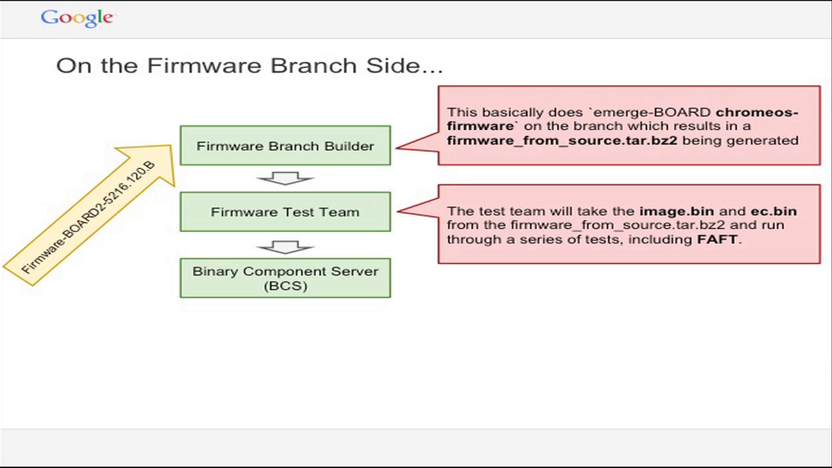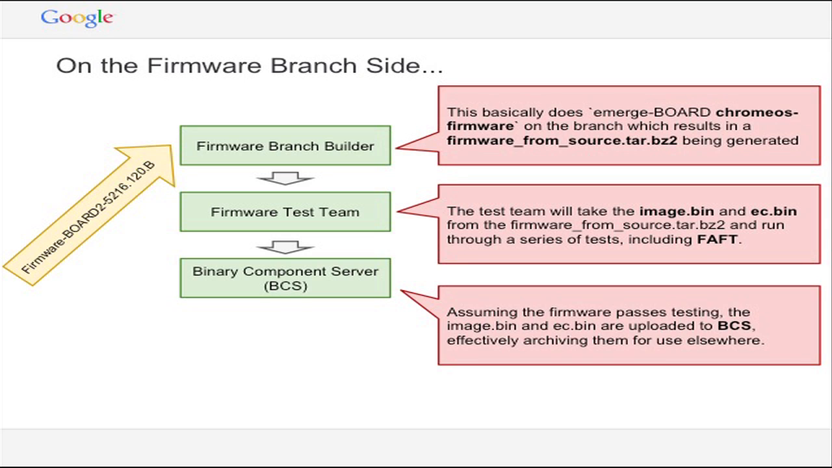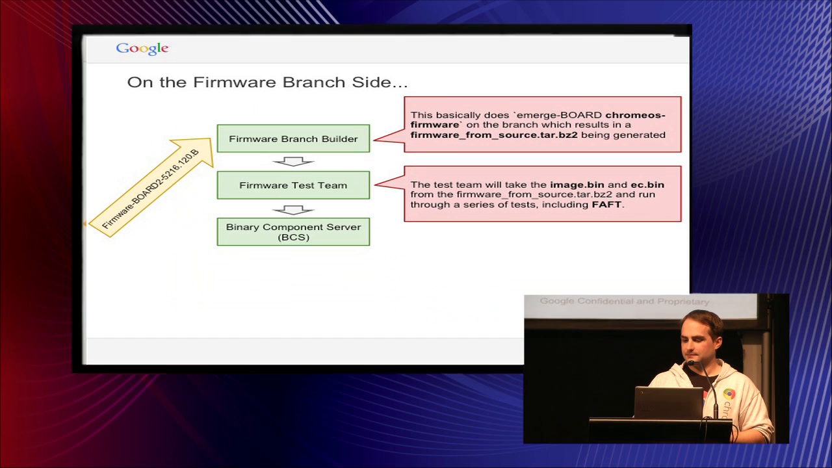And after that's been approved and everything is cool with the firmware, then we could take the firmware and upload it to the binary components server. And at this point, basically, we've whittled down everything that's in that file to just an image.bin and an ec.bin. The image.bin is literally what goes directly on the SPI, and the EC is literally what goes directly into the EC. Okay? And this is all the work that's really done on the firmware branch.